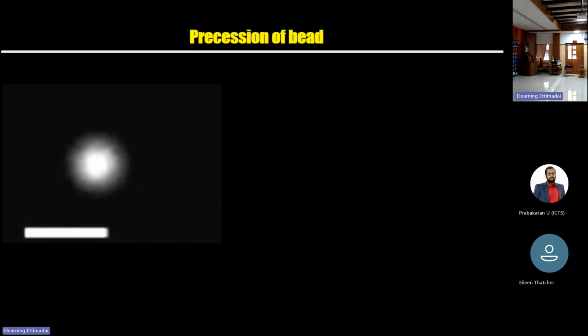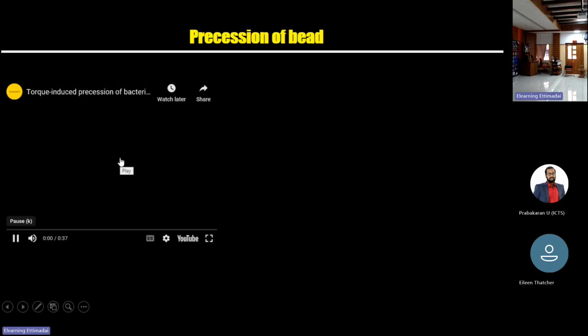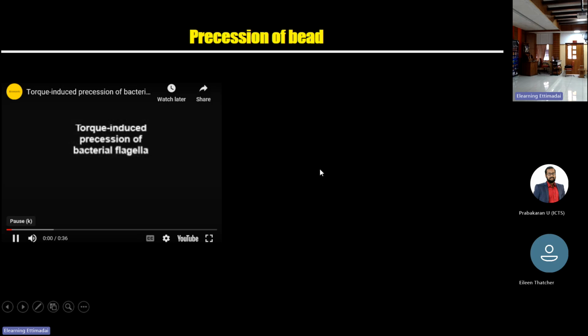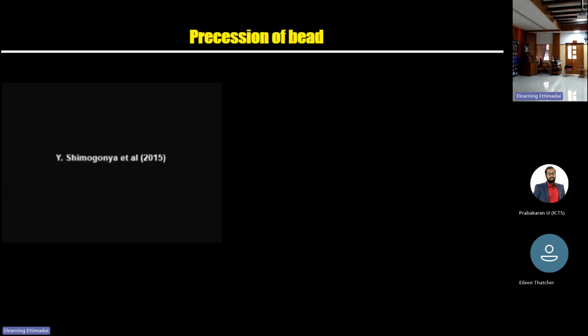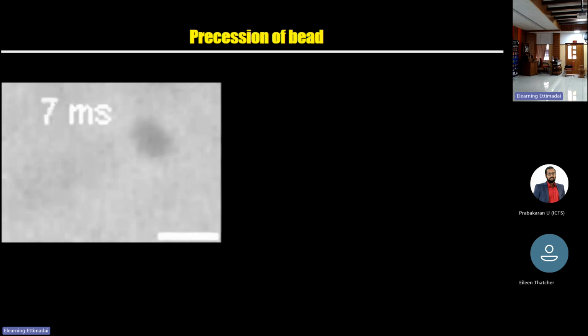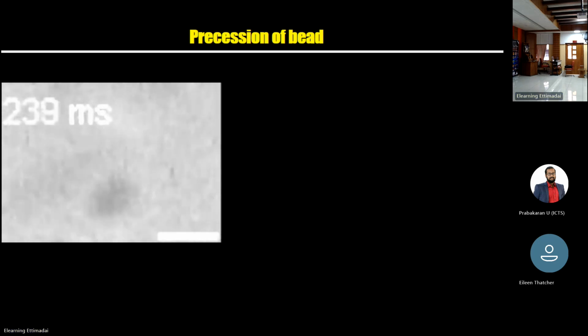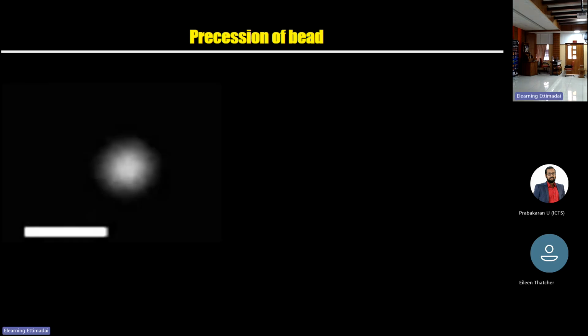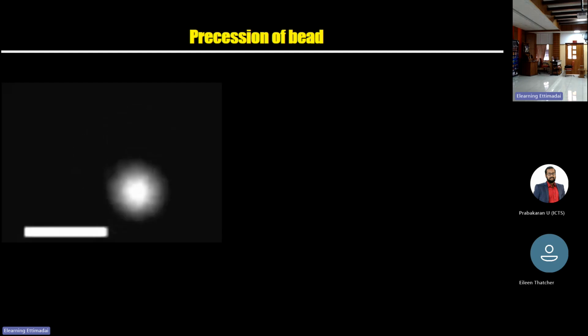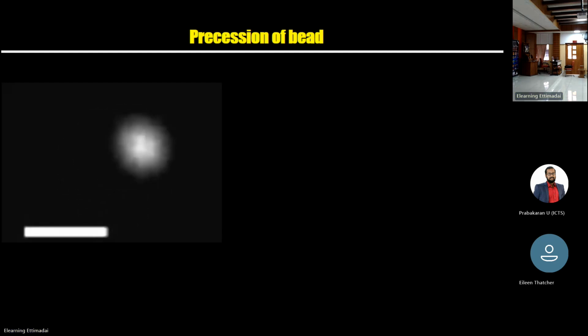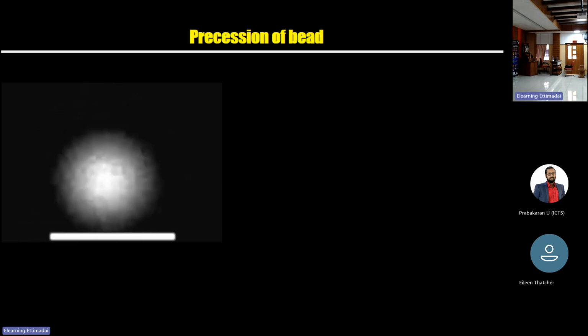Now, recently you can see one picture. This is Sim et al., who did this experiment. You can see torque-induced precession. The bead is rotating and making a precessional motion, not only revolution. The bead is performing precessional motion. That was 2015, published in Scientific Reports.